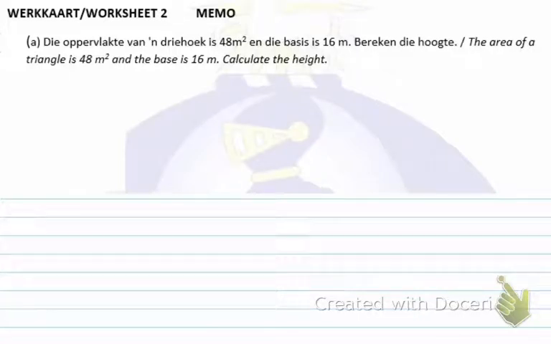Good morning, grade 9s. This is the memo of Worksheet 2, which you have to do on the 11th and 12th of June. I'm going to speak Afrikaans and English in this video, so please bear with me.